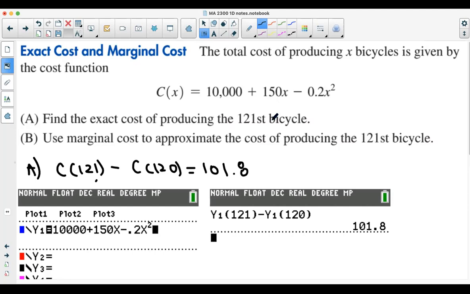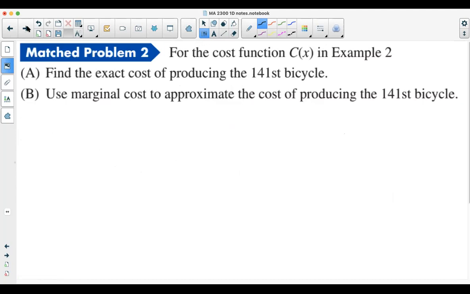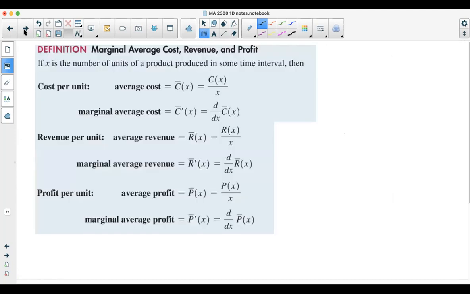So that's why you don't want to use the actual function, but you want to use the simplified function. In our case, that simplified function happened to be the derivative. All right, so that's basically what we're doing. Now let's look at the next one.